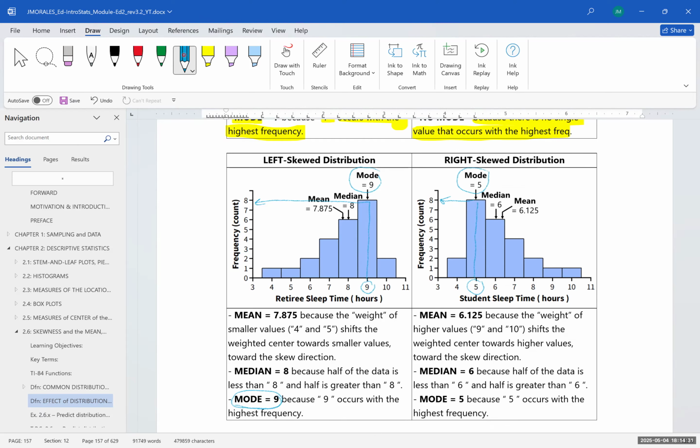And you'll notice that because of the way I have it illustrated in this picture, the mean, median, and mode are not equal to each other, right? Not like up above.